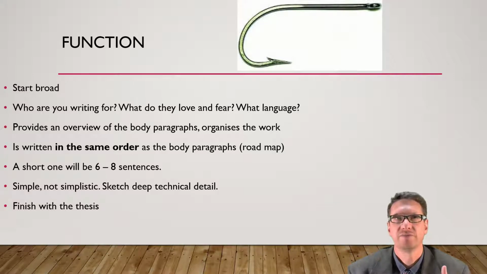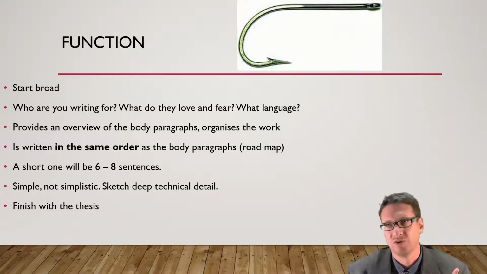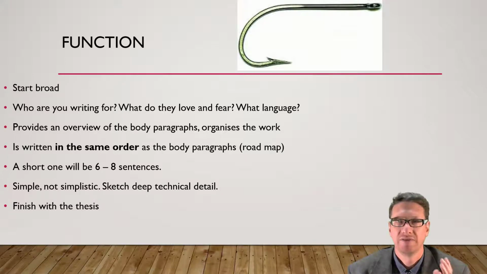The first paragraph needs to provide an overview of the body paragraphs to organise the work. It provides a roadmap. It's written in the same order as the body paragraph. A short one will be 6 to 8 sentences typically, and it will be simple. If you're an engineer writing for a non-engineering audience, you cannot get into the deep technical details. They will not understand what you're talking about. So you need to broadly sketch over them. That means missing some things out. It means gaps, but you have to live with that because you're not writing for somebody who understands the language. But it's the same deal. You need to finish with that hook, finish with the thesis.